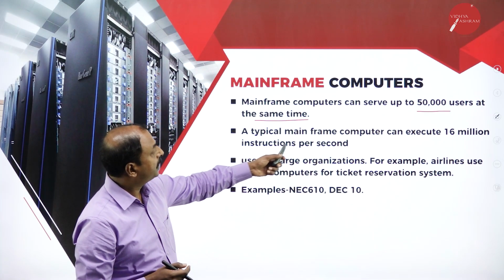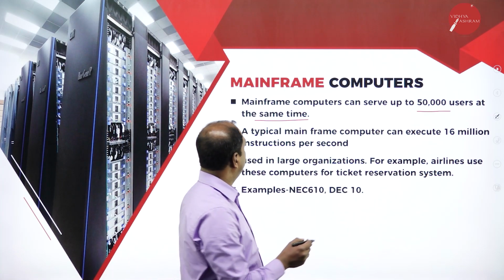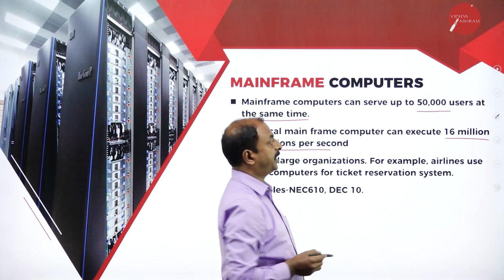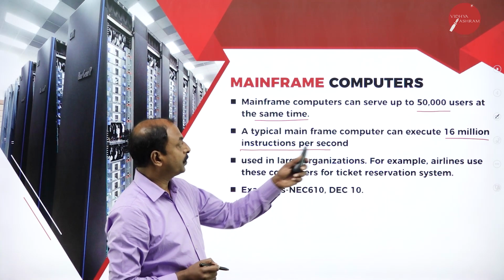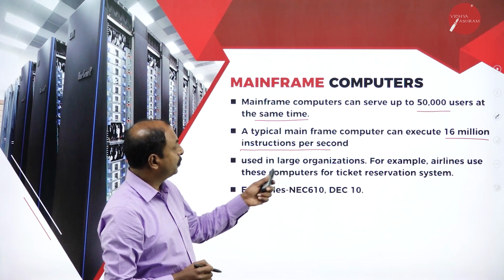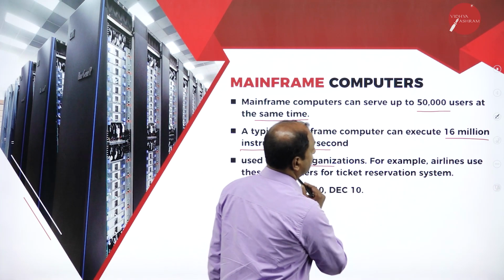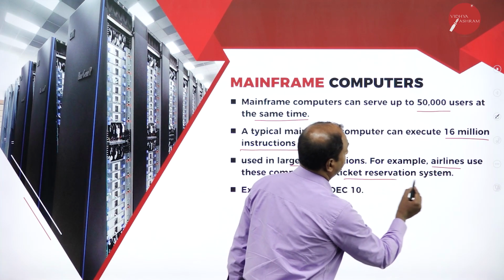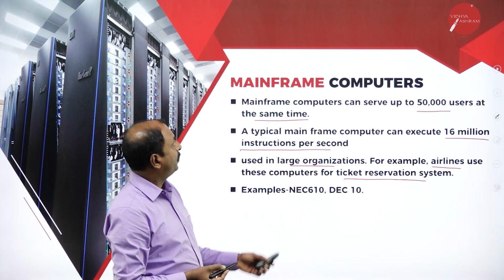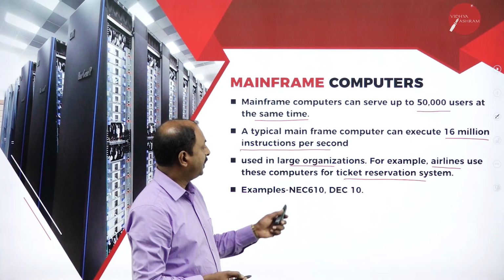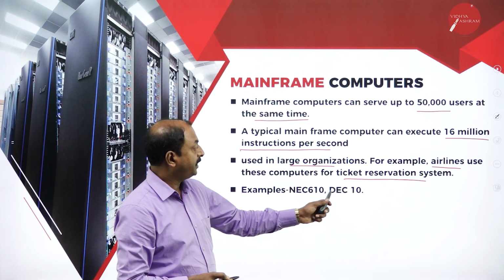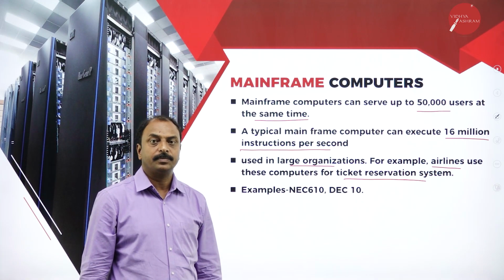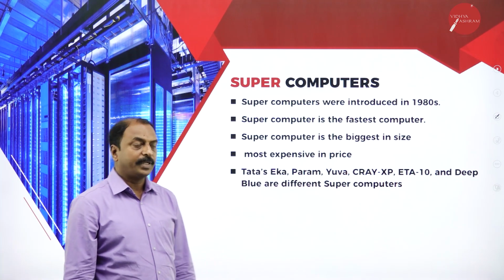A typical mainframe computer can execute 16 million instructions per second. So this is the processing speed, and it is used in large organizations. For example, airlines use mainframe computers for ticket reservation systems. Examples of mainframe computers are NEC 610 and DC10. Now let us move on to the next slide.